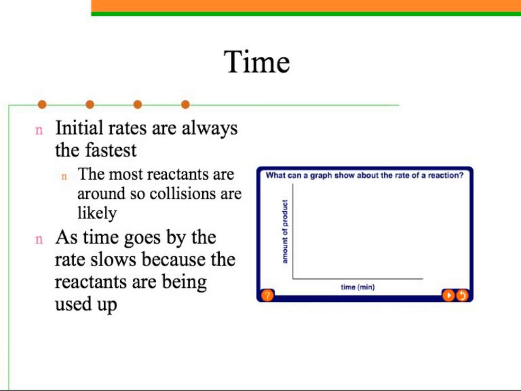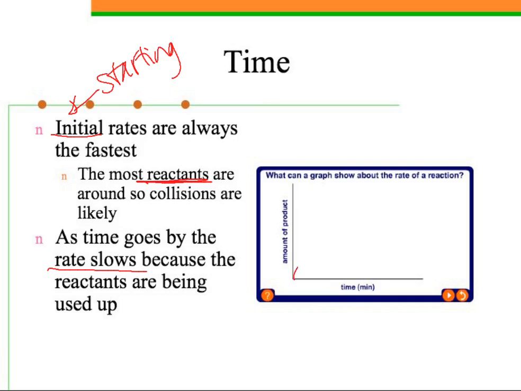All right, next we've got time. The initial or the starting reaction rates are always the fastest. The reason why is that's when we have the most reactants around. So that's when we have the highest number of reactants present, the highest amount of starting materials there. So the collisions are more likely because the chemicals will find each other and collide with the right amount of energy and in the right direction. As time goes by, the rate slows because the reactants are being used up. The amount of stuff decreases, so the reaction rate seems to slow.